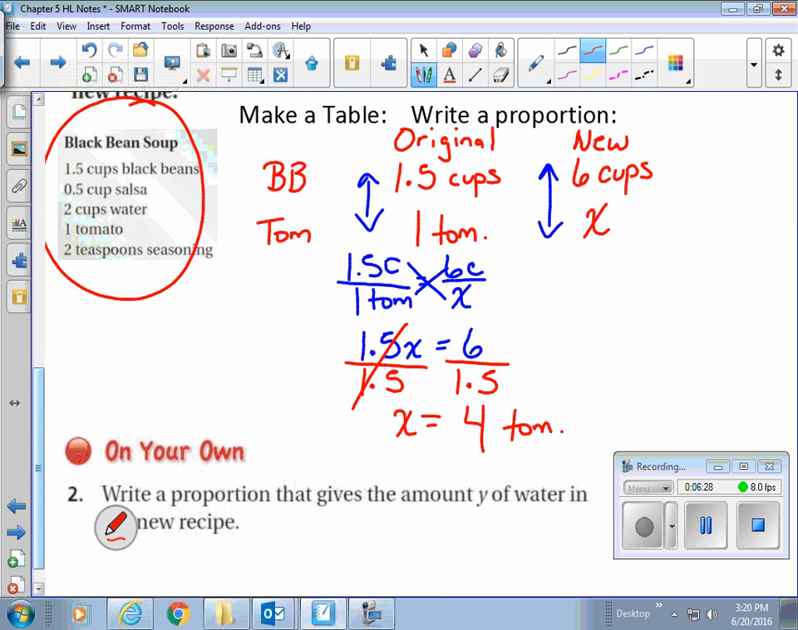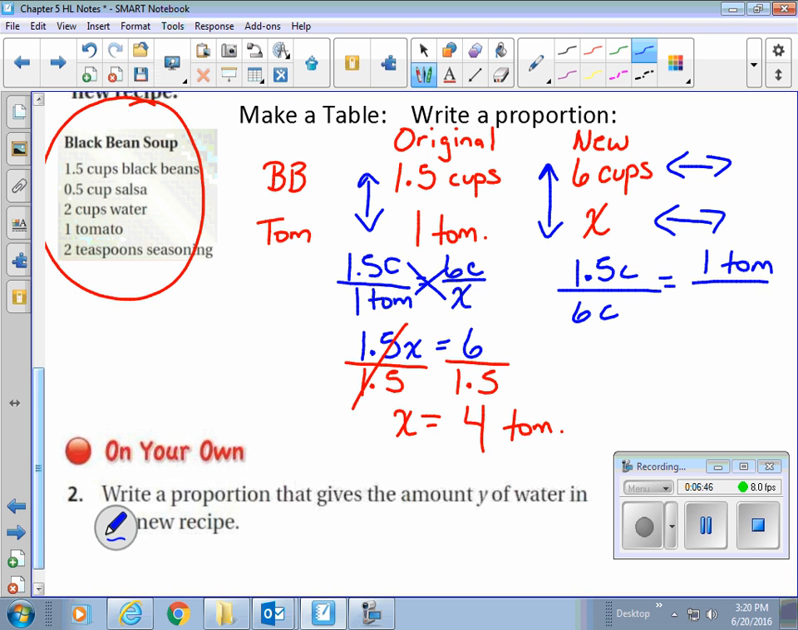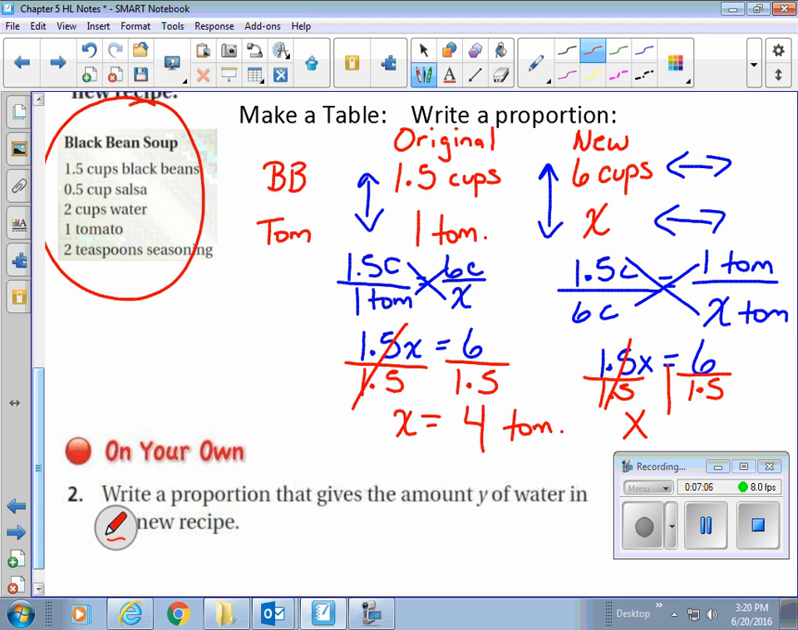All they wanted us to do was write a proportion. But that's okay. Now I'm going to show you how we could do that by going via rows. So I could say 1 5/10 cups is to 6 cups as 1 tomato is to x tomatoes. So I've got cups over cups and tomato over tomato. Notice your cross products are still 1 5/10 x and 6. You would then divide both sides by 1 5/10 to get x alone. And 6 divided by 1 5/10 is still going to give me those 4 tomatoes that we're looking for.